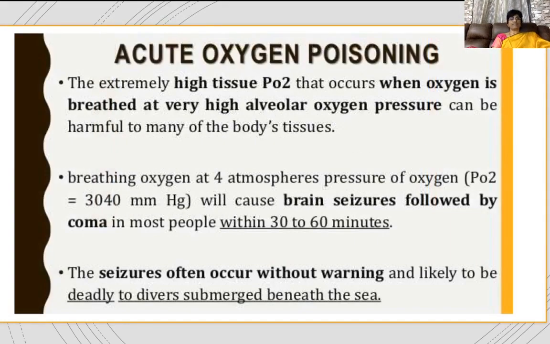Acute oxygen poisoning. The extremely high tissue partial pressure of oxygen that occurs when oxygen is breathed at very high alveolar oxygen pressure can be harmful to many of the body's tissues. So, breathing oxygen at 4 atmospheres pressure of oxygen, that is partial pressure of oxygen equal to 3040 mmHg, will cause brain seizures followed by coma in most people within 30 to 60 minutes. The seizures often occur without warning and are likely to be deadly to divers submerged beneath the sea.